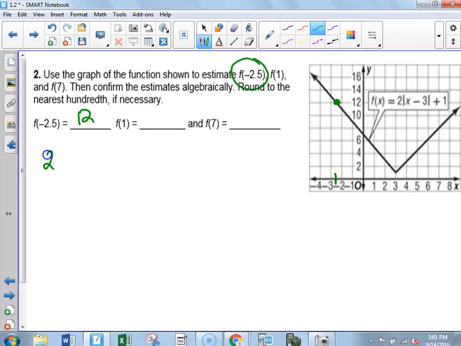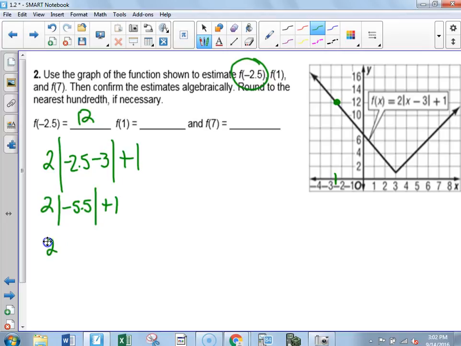Okay, it says 2 times the absolute value of, we're supposed to put in a negative 2.5. What's the absolute, first of all, what is negative 2.5 minus 3? Absolute value would make that positive 5.5. Times 2 would be, anybody? 11 plus 1 is? It worked. So that's not the one that was goofy.